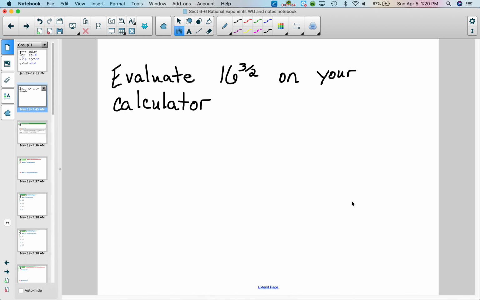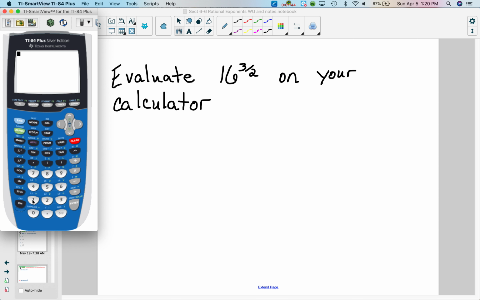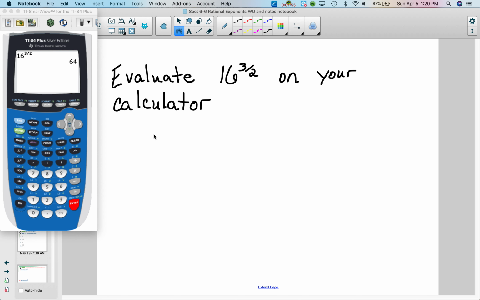What I would like you to do next is evaluate 16 raised to the 3 halves power on your calculator. You can do that by just going 16 and then the little caret key to the 3 halves power. You can do a fraction or just do 3 divided by 2. And notice you get 64. So 16 to the 3 halves power equals 64. Well, how do you get that without a calculator? How does that make sense? And that's what we're going to talk about today.